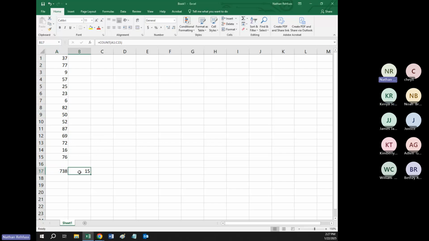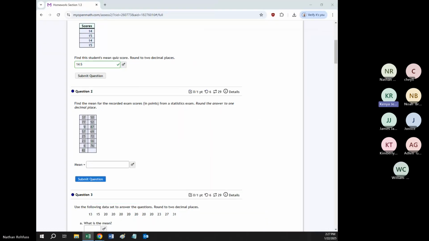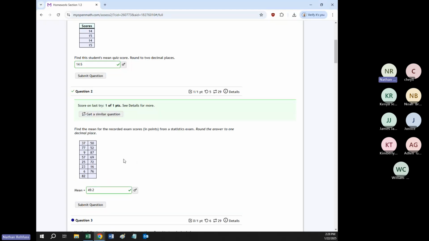So I've got the sum of all my data points. I used the count command to count all my data points. And then I can just say my average is equal to this number divided by that number. And so the average of all these points should be 49.2. And if I put that over here, I should be correct. Okay, so my Open Math liked that.